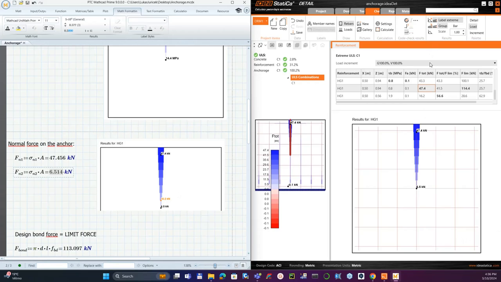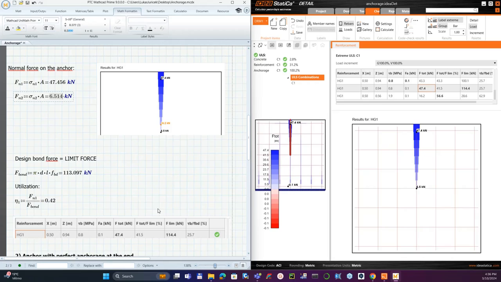So you can see this is the total force that you can receive from the calculation, and this is only the integration of the stresses over the area. So this is it. My maximal force is 47.4 kilonewton.